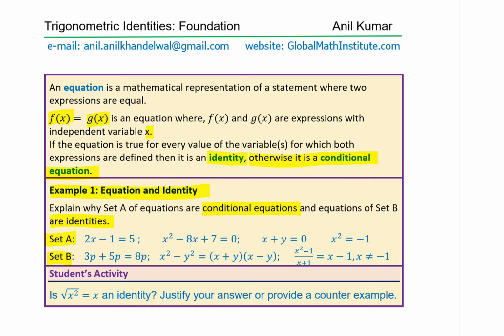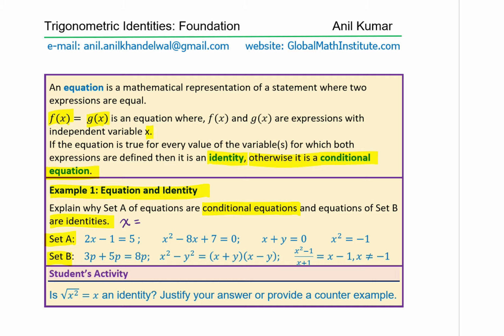So take a note: 2x minus 1 equals 5, x square minus 8x plus 7 equals 0, x plus y equals 0, x square equals minus 1. So these are the four equations. You will note that this equation here, 2x minus 1 equals 5, has a solution, which is x is equal to what?